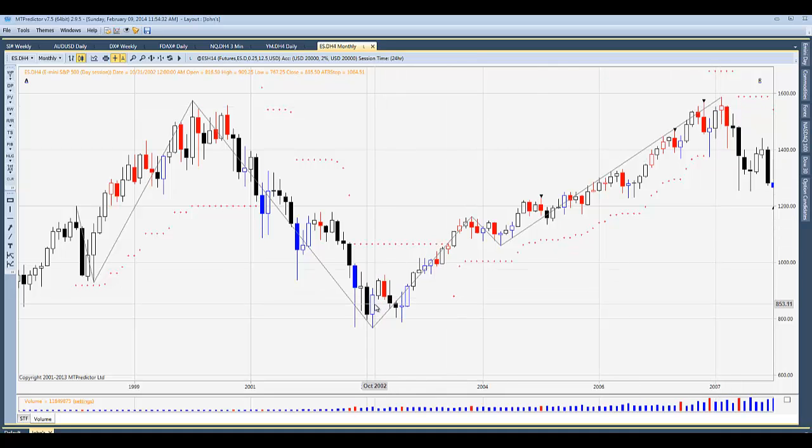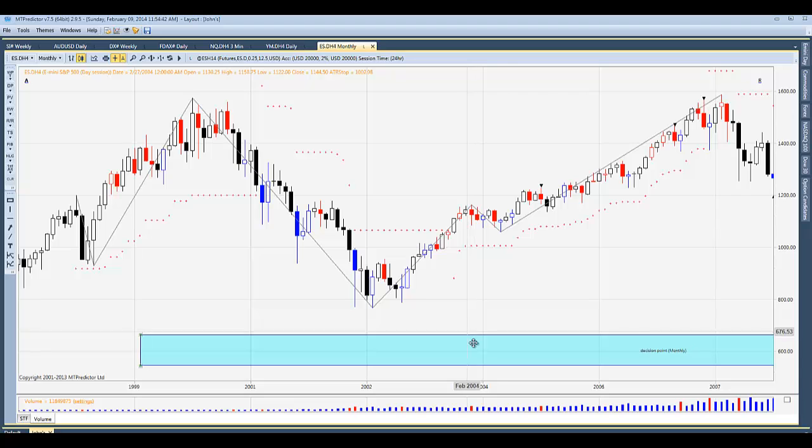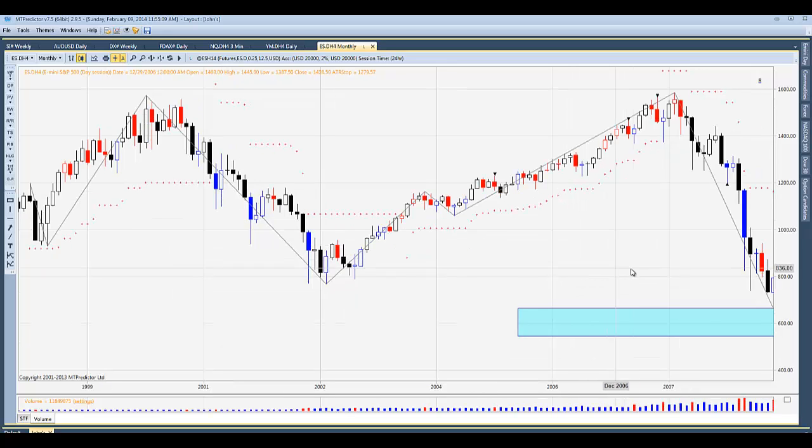Now if I go back to the lows here in October of 2002, I'm going to right click and take our decision point tool, and you can see this shaded area at the bottom. It's labeled decision point and monthly. What it's telling us is that if the market, which was up here at the time, sells off down to this level, we should anticipate the market needing to make a decision at this level, initially as support. If they take it out to the downside, then we should anticipate more downside to the next major support.